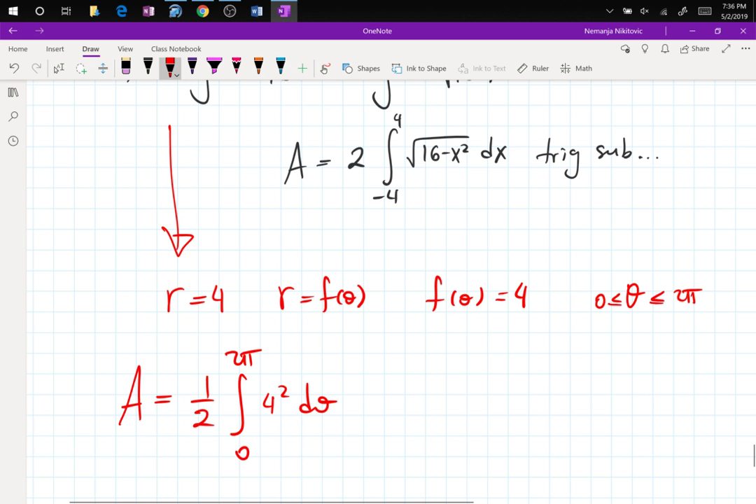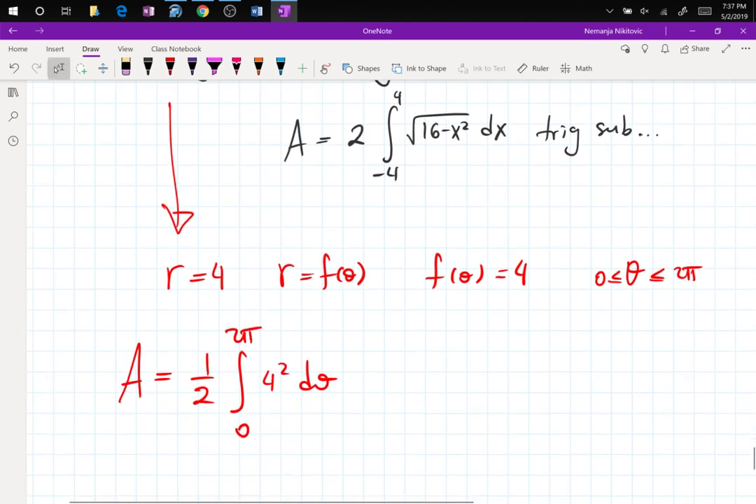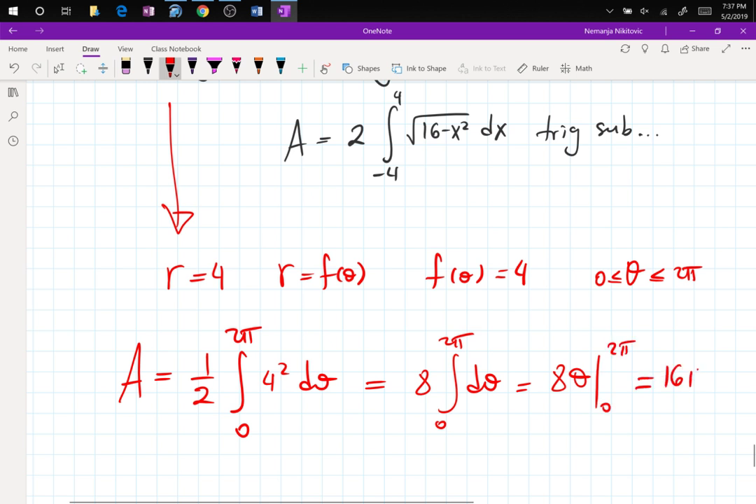How did you get r equals 4 in that? Well, what's the square root of 16? It's r squared, right? So now, this is 8 integral d theta, 0 to 2 pi, which is 8 theta, 0 to 2 pi, 16 pi. Go ahead and crank your trig sub, right?